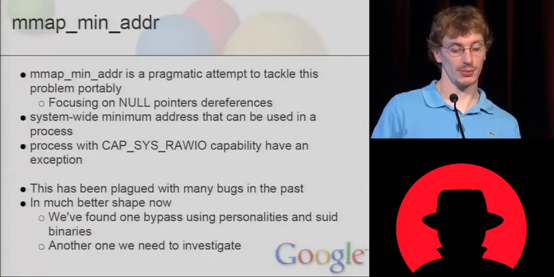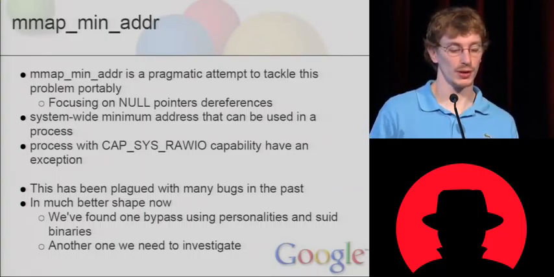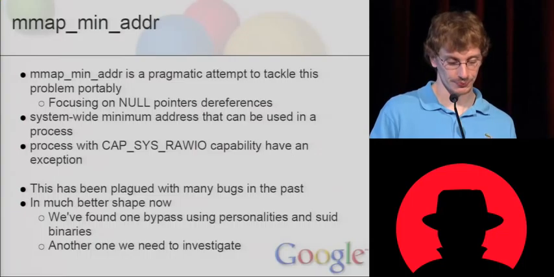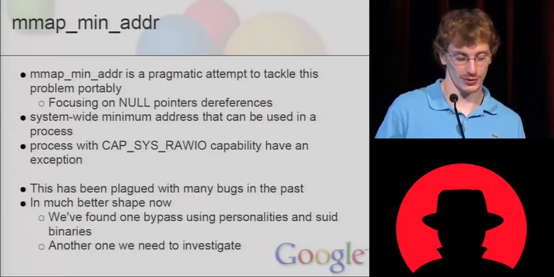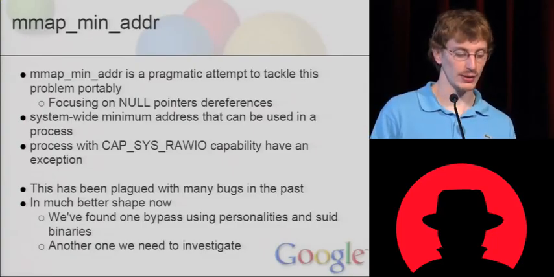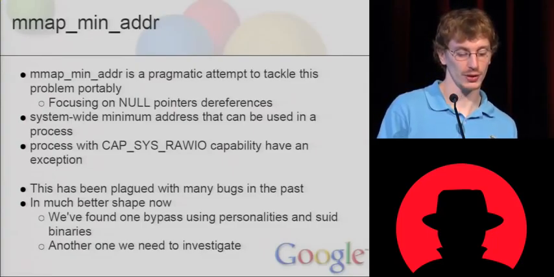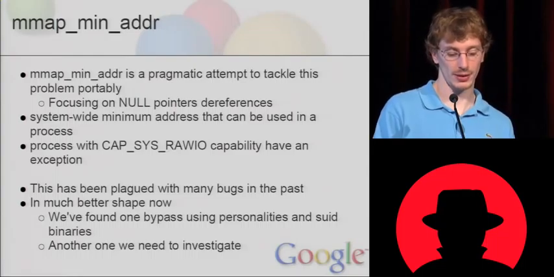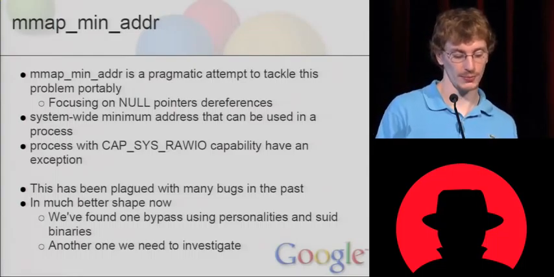But there is an exception, of course, for processes with the CAP_SYS_RAWIO capability. So lots of root processes, for instance. This has been plagued with many bugs in the past. It's in much better shape now, but we found one bypass that we'll present now, and we found another one that we need to investigate.